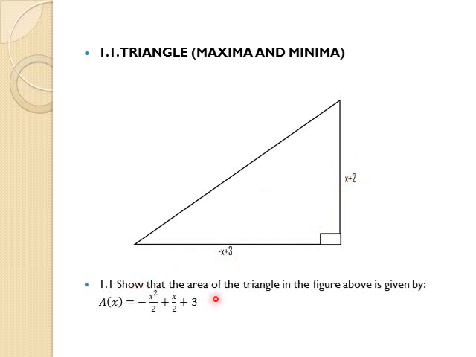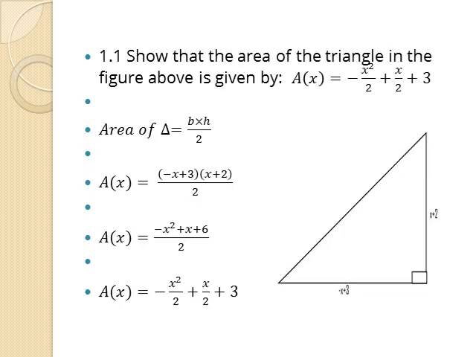Now the first question showed that the area of the triangle in the figure above is given by A(x) equal minus x squared over 2 plus x over 2 plus 3. Right, so solve. Area of a triangle, I assume you know, is base times height divided by 2, or as you write, half times base times height. So my base here, minus x plus 3, my height, x plus 2, divided by 2.